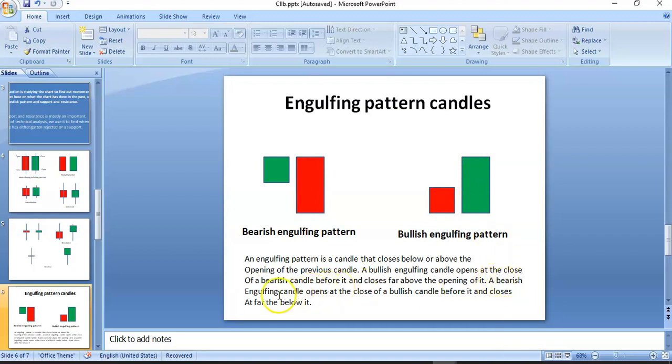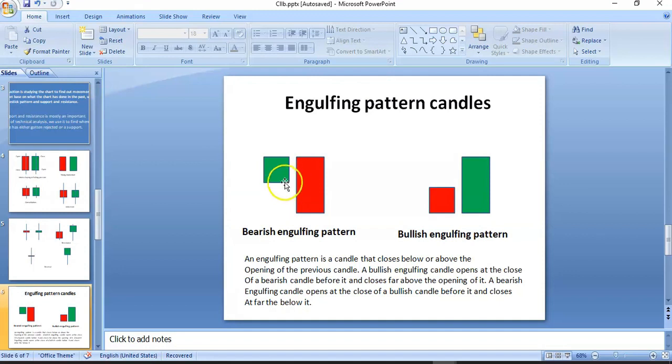And a bearish engulfing candle opens at the close of a bullish candle before it and closes far below it. Here is it too. So an engulfing candle is a candle that engulfs the other candle before it. Think of engulfing as overtake. It's overtaking the candle before it. So when you see an engulfing candle or an engulfing pattern, it signifies momentum in the opposite direction.